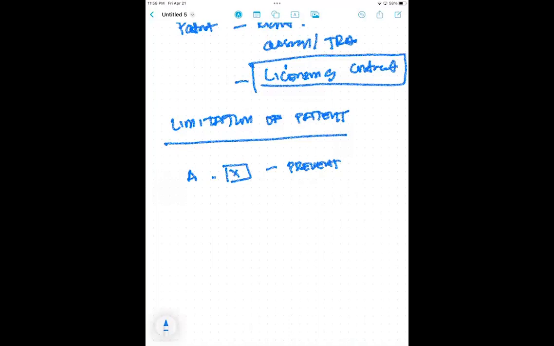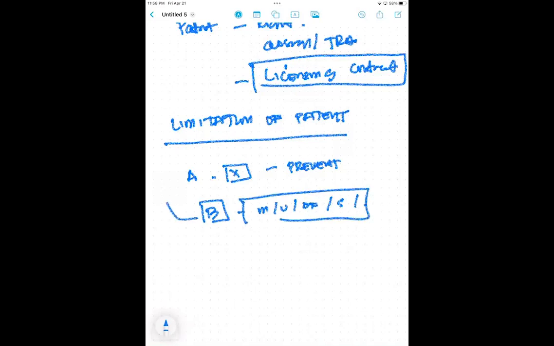Okay? Now, ano itong limitation? In other words, if let's say, for example, B would want to make, use, offer for sale, sell, or import X, okay? Now, he may do so without the consent of A, if B's action would fall under the limitation of patents. Okay? So, in short, ito yung mga defenses. Defenses that B may avail of when A would sue him or her for patent infringement.